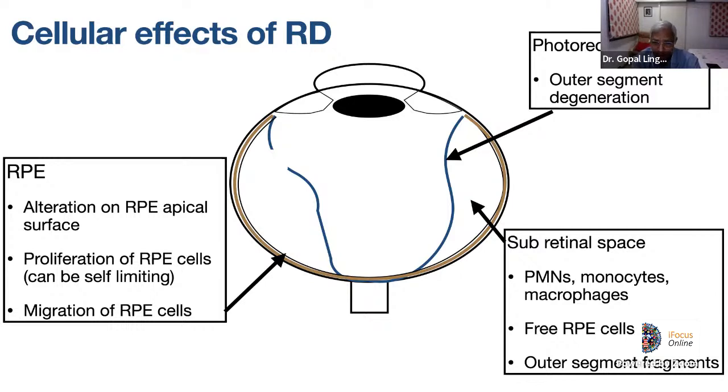But there's an excellent study at Baltimore where they have shown that if you turn a rabbit or a monkey, where the RPE cells are injected in another direction, whichever is a dependent position is where the PVR occurs most. So it is the dependency, gravity-driven settlement of RPE cells inferiorly that causes the inferior PVR more often. The photoreceptors also undergo an outer segment degeneration, and the subretinal space has neutrophils, mononucleocytes, and macrophages, as well as free RPE cells and outer segment fragments that are present in the subretinal space.